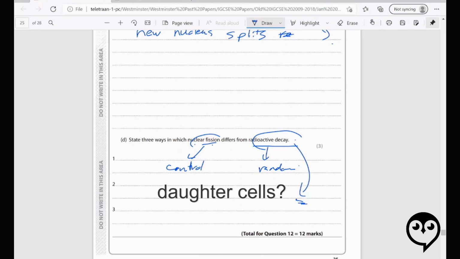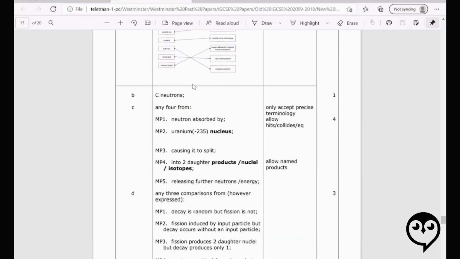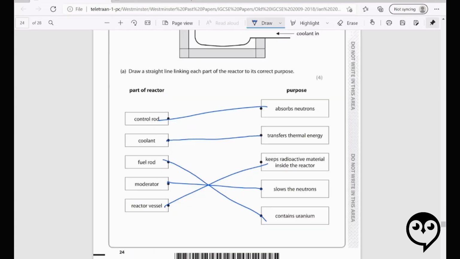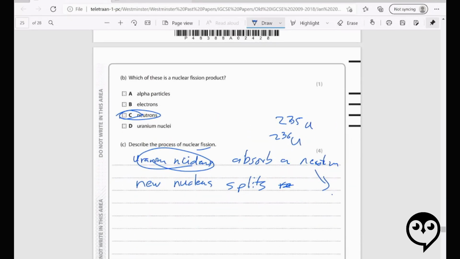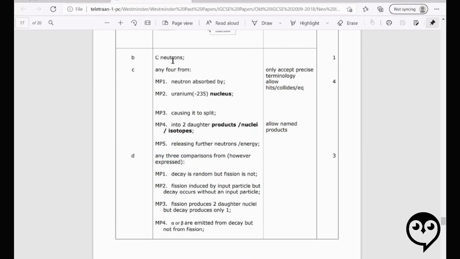And what else could we say? I would say that usually nuclear fission is not spontaneous. It's something that we cause to happen, whereas decay happens through nature. I'm interested in the marks. Let's see. Yeah, so we got the right line crossings from that. C was neutrons, a product of fission, and then they were asking about the fission. Yeah, and there we go.